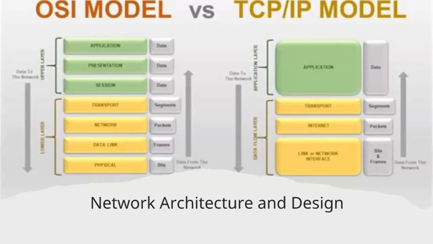Network interface corresponds to the OSI's physical and data link layers. Internet corresponds to the OSI's network layer. Transport corresponds to the OSI's transport layer. Application encompasses the OSI's session, presentation, and application layers.